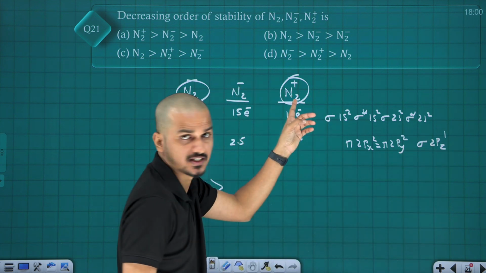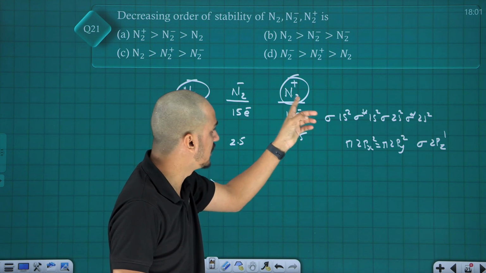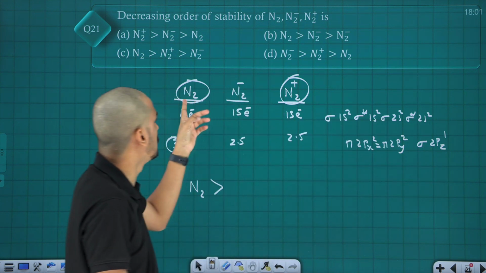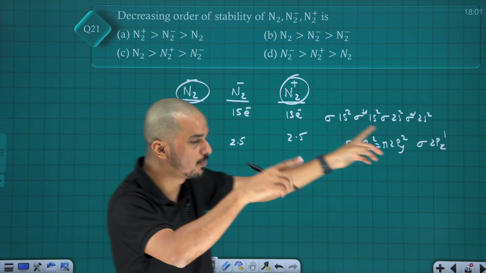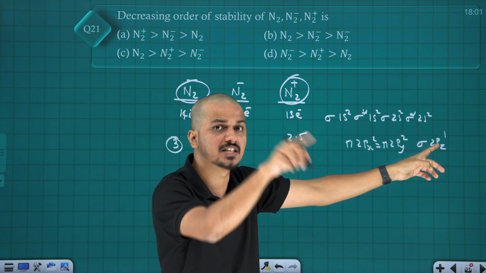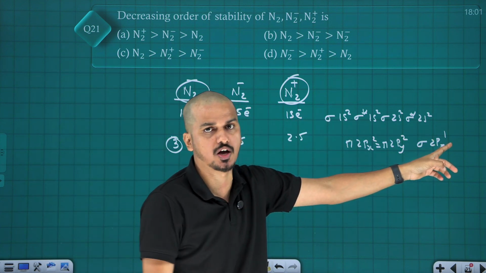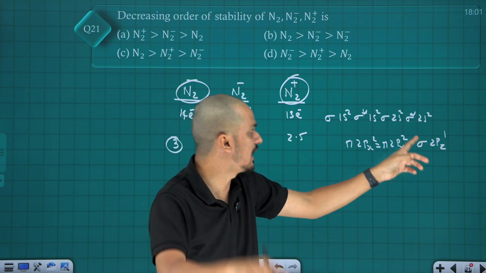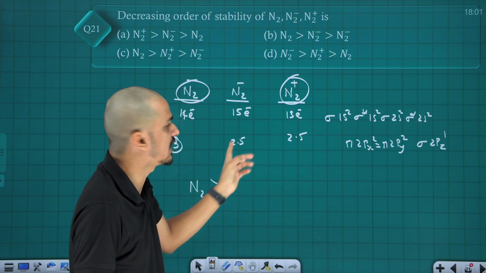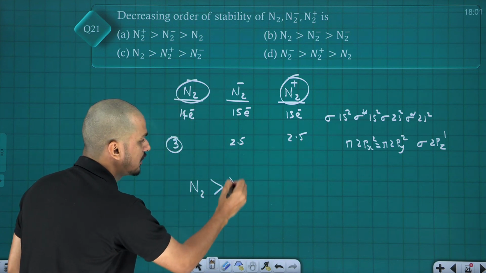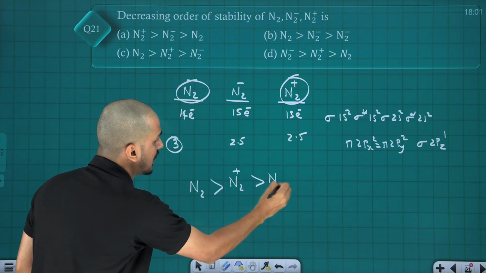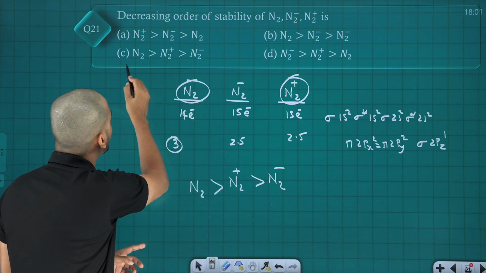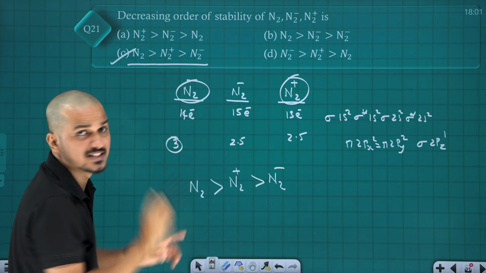This is actually N2 plus. In this N2 plus the last electron is in a bonding molecular orbital. N2 minus means that will be sigma 2p z2, then pi star 2p x1. That is an anti-bonding molecular orbital. The electron present in a bonding molecular orbital has low energy, so that will be more stable even though both have the same bond order. After N2, N2 plus will come. After that, N2 minus will come. So the answer is N2, then N2 plus, then N2 minus. So option C is the correct answer.